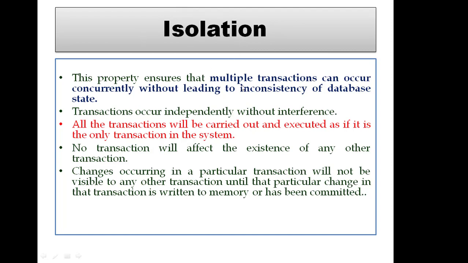This property ensures that multiple transactions can occur concurrently without leading to inconsistency of databases. This means that more than one transaction is going on at the same time, but they should not imply inconsistency of the database state. Transactions should occur independently without interference. And all the transactions will be carried out and executed as if it is the only transaction in the system.